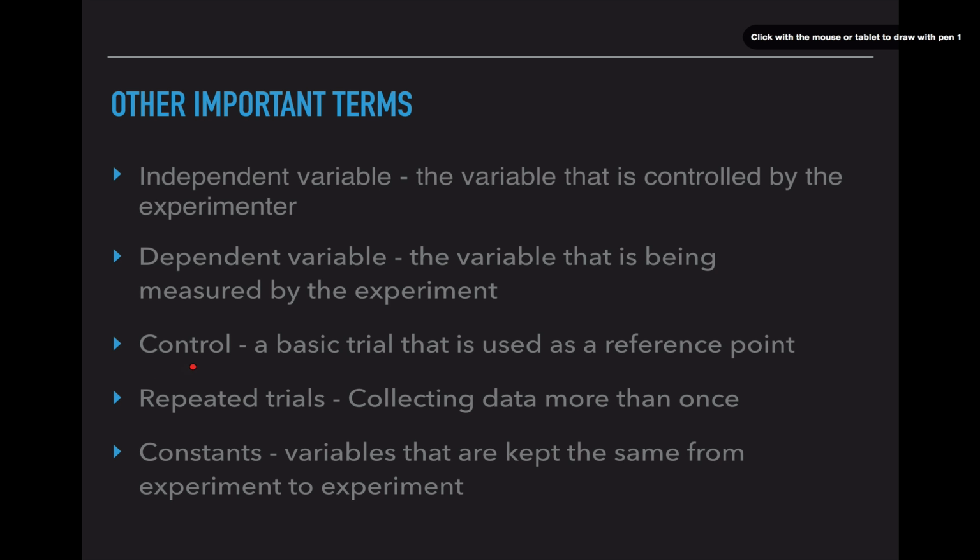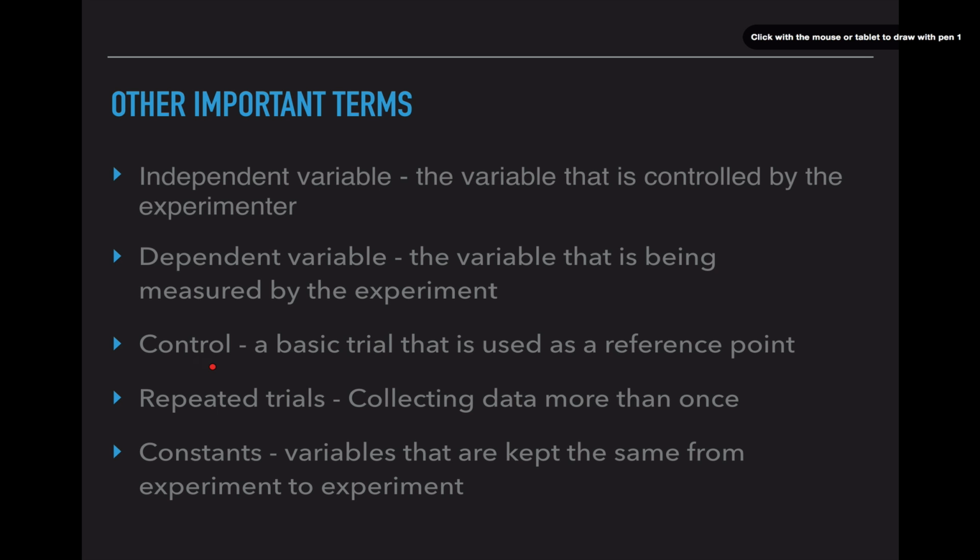Control is the basic trial that you use as a reference point. If I just let the plant receive the normal amount of sun, I put it outside and it gets however many hours of daylight and nighttime that the normal day provides, that may be the control. The constants are variables that you keep the same. So these two are always confused. Control is a basic trial that you use as a reference point. Constants are other variables that you can test, you are just choosing not to right now.